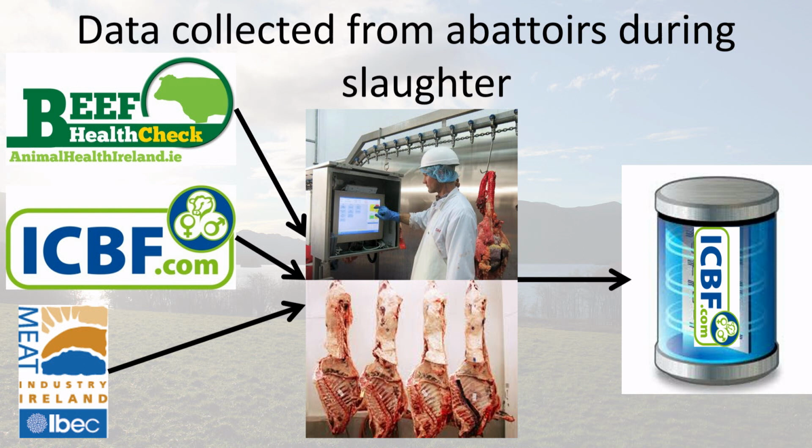Okay, so we're working with Animal Health Ireland in their Beef Health Check program, Meat Industry Ireland below, and I'm with ICBF, the Irish Cattle Breeding Federation. And what happens is we get data in from the abattoirs. The top picture shows you one of the vets using the electronic system where when they check the livers, they can just go click, click, click, click, click, and tell us what's going on.